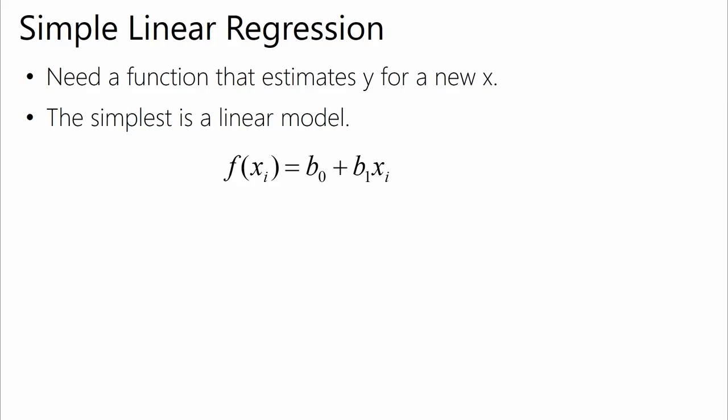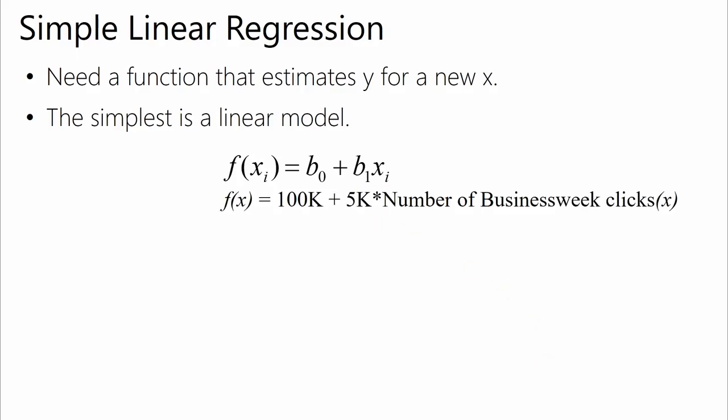Okay, but for our function that estimates y from x, we're going to choose a model of this form. So a baseline, B0, plus the multiplier for however many Business Week clicks we have, called B1, times the number of clicks, which is x1. So there's the formula again. Before we start doing this, all we have is data. We don't know this $100,000 and we don't know the $5,000. I just made those up. We have to estimate them by using data.